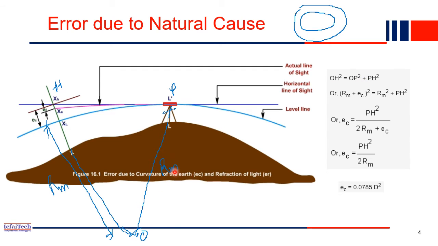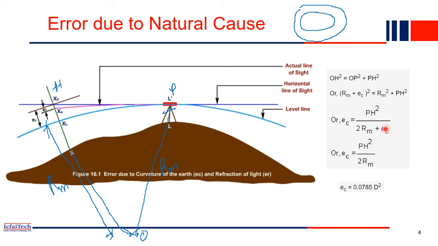So this is again RM square, right? Radius of earth square plus PH square. PH is the horizontal distance between the 2 points. One is the instrument, and the next point is where we are taking the observation. So from this expression easily we can compute the EC value. So EC value is this one, right?